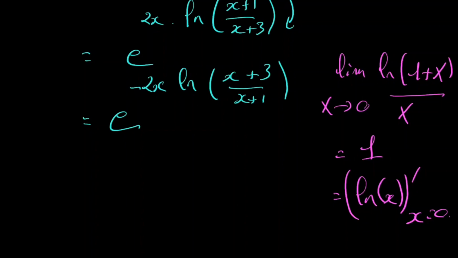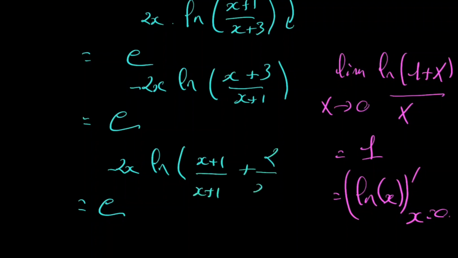This is an identity you need to have in your head. So we want to find this identity here. How do we do? We want to have something like 1 plus x in the fraction. So exponential of minus 2x logarithm of (x plus 1) over x plus 1 plus 2 over x plus 1. This thing here is equal to 1.